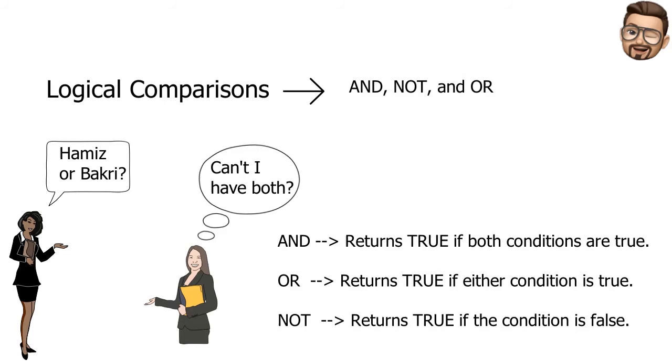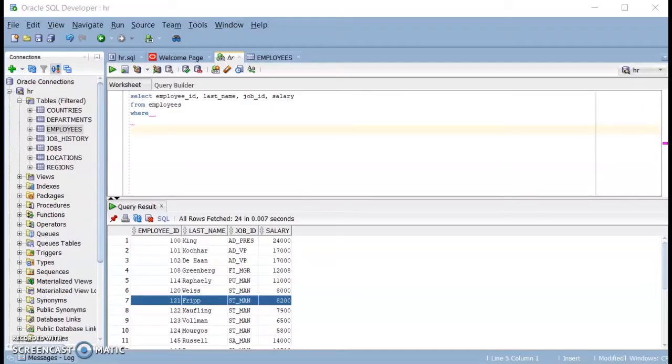We have three different logical operators here. AND returns true if both conditions are true, OR returns true if either condition is true, and NOT returns true if the condition is false. Now, let's take a look at the example of logical operators. The first one is AND. So let's say we have more than one condition, then of course we need to use a logical operator. For example here, we want to select employee ID, last name, job ID, salary from employees where salary is greater than or equal to 10,000 and job ID like MAN.